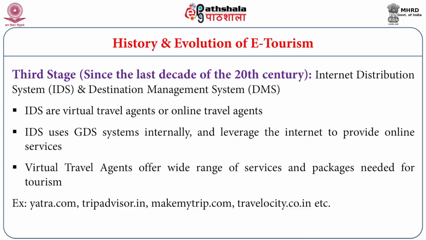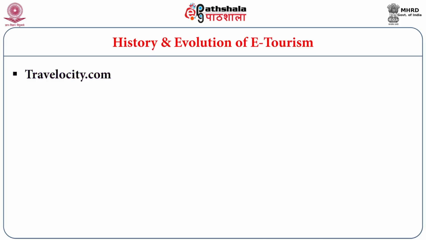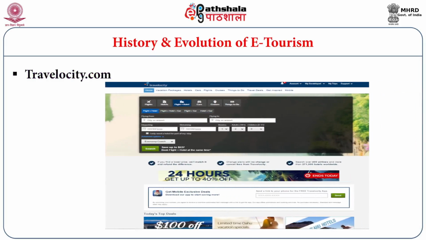The examples for the internet distribution system is Athra.com, TripAdvisor, Make My Trip, Travelocity. There are many other examples. These are the popular examples in India. The screenshot that you are seeing is from the Travelocity.com, where they are offering booking flights, booking hotels, booking trains, cars, you name it. They have all the services that a tourist needs.